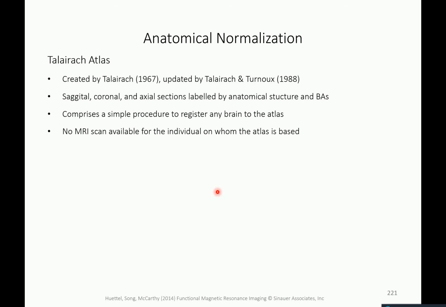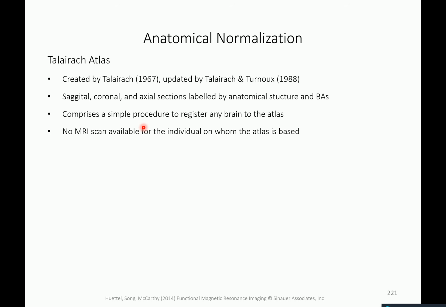Now the problem is this is based on a single participant. And this single participant, of course, might have a different brain shape than the people that you are currently investigating. Now, if you want to figure out a label for a brain area in the participant that you're currently investigating, you somehow need to map your participant's brain to the brain that was used in this Talairach atlas. And for this, Talairach proposed a simple procedure to register any brain to the atlas.